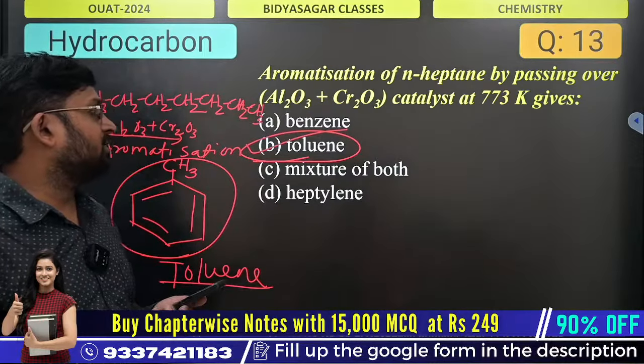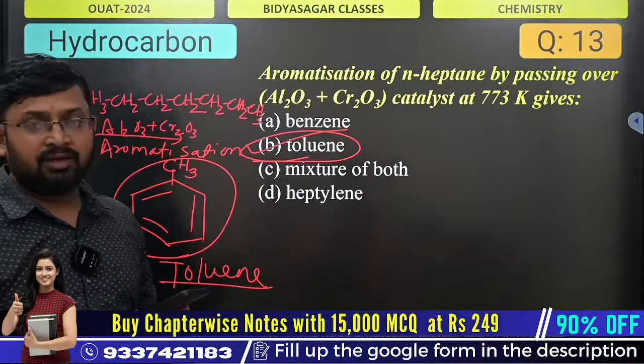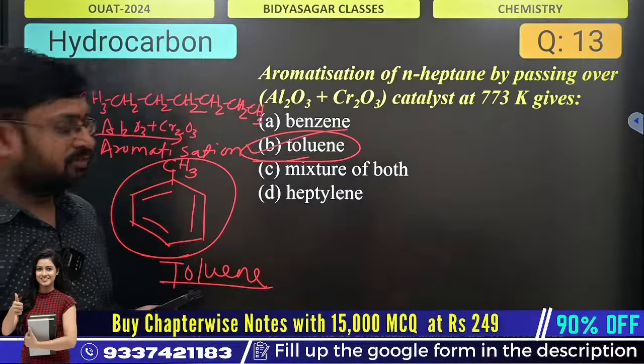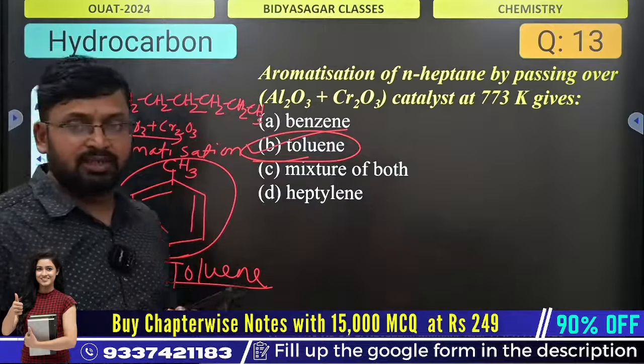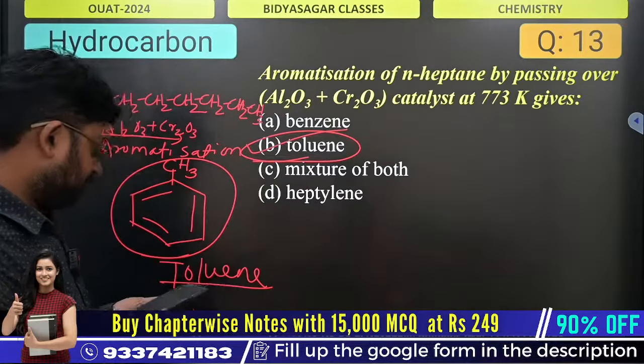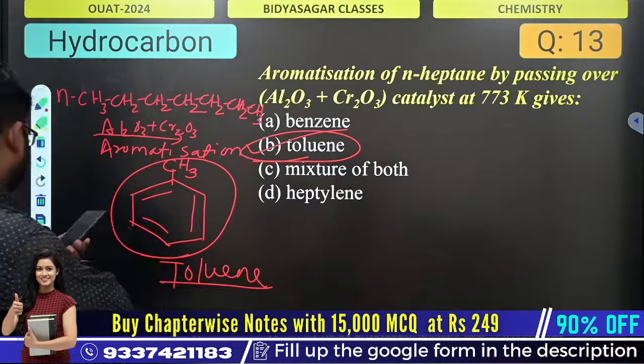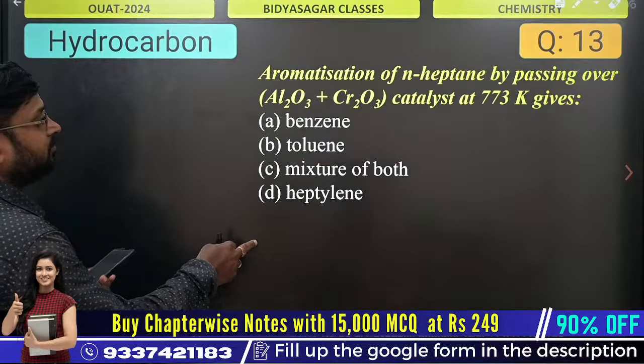So already you have done this type of question. Aromatization will give you an aromatic ring. 7 carbon atoms are there, so it will give you toluene. CH3 attached to the benzene ring is called toluene. Okay, fine. So B is the correct answer. We'll move to the next slide.